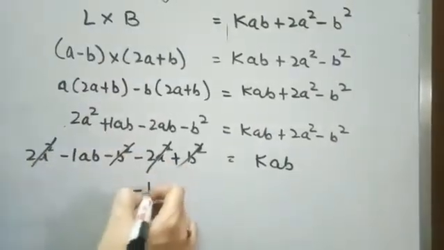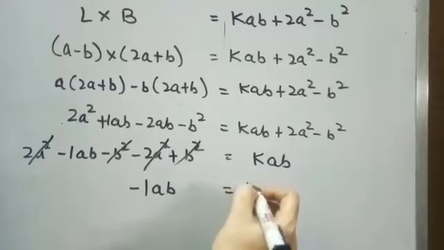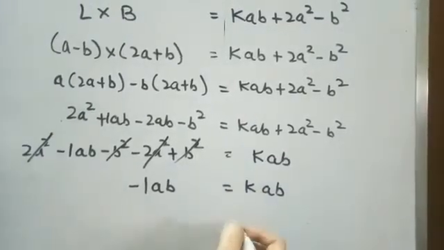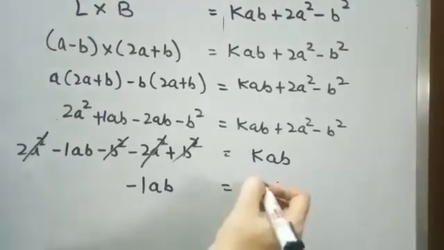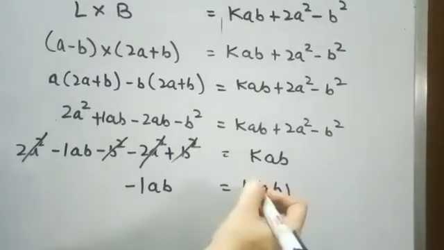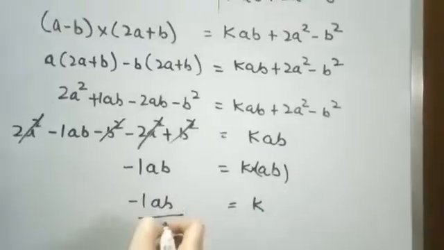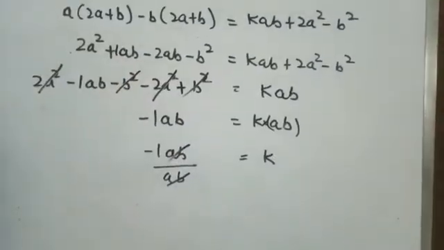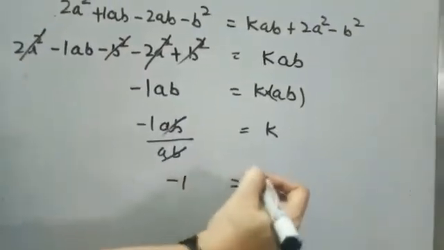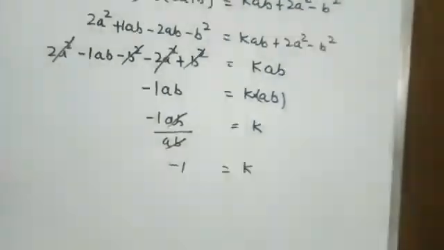Now what do we have in LHS? Minus 1ab, and we have in RHS kab. We have to find the value of k. So these terms, a and b, which are in multiplication with k, will go for division in the RHS. So ab gets cancelled off, and what we are left with is k equal to minus 1.